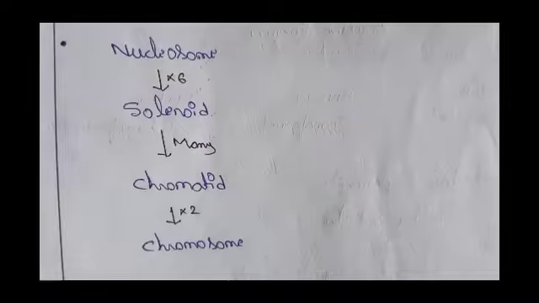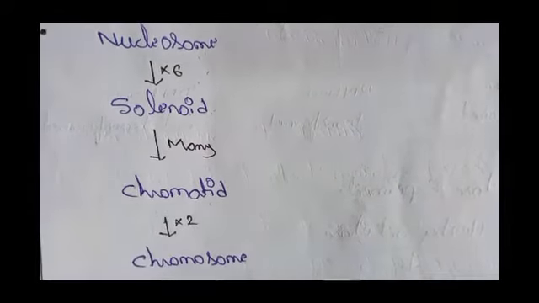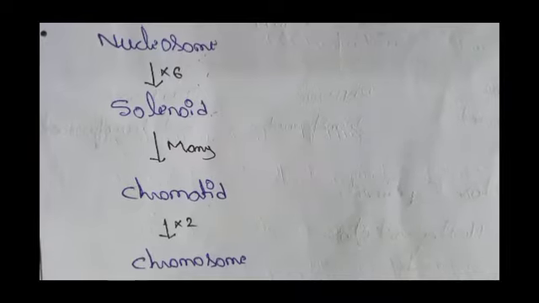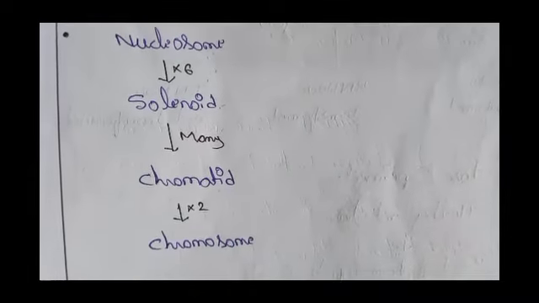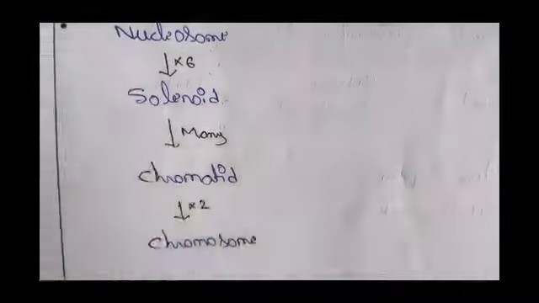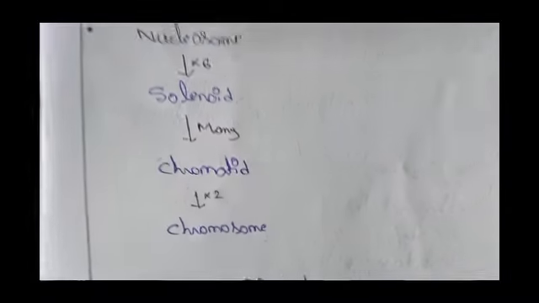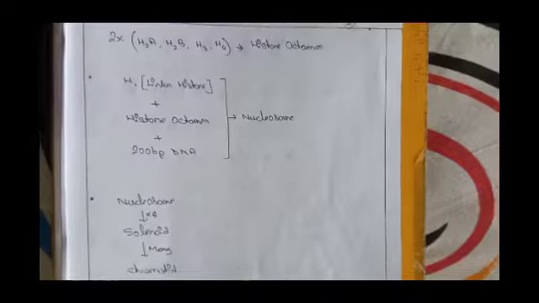Then a solenoid is termed a chromatid, which means a single half chromosome. Then two chromatids form a complete chromosome. This is the pathway that we follow from DNA to chromosome.